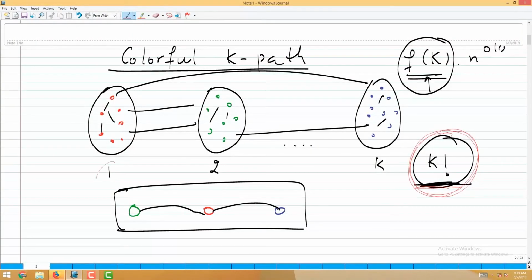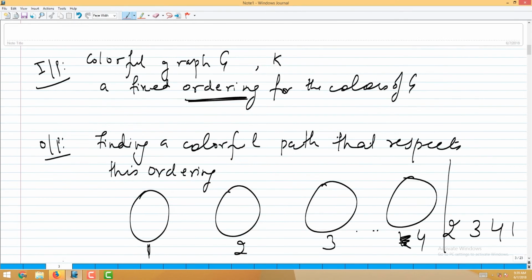So we are looking for a colorful path. Let us guess in what order the colors appear in that path. So we did k factorial guesses. For each such guess, what was a guess? A guess just corresponded to a permutation of these colors. So for each such guess, we solved this problem. Given a colorful graph G, k, and a fixed ordering of the colors, is there a colorful path that respects this ordering?